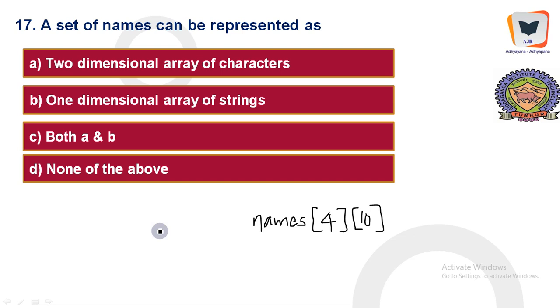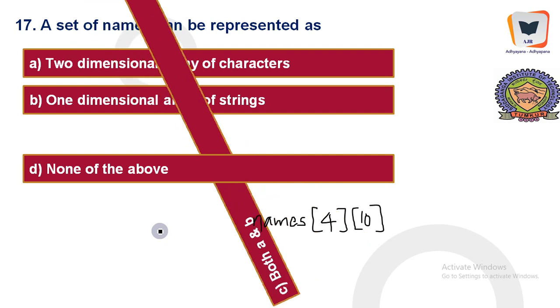A list of strings is a two-dimensional array of characters if you look at that particular list character-wise. If you look at that list as a list of names or list of entities, then it will become a one-dimensional array of strings. Both A and B must be correct.